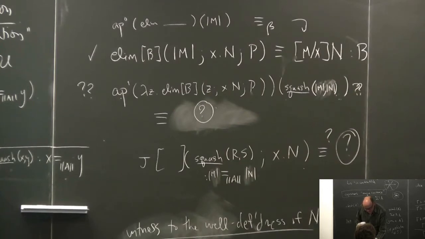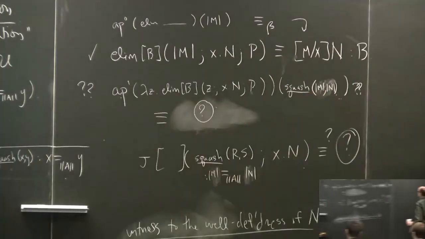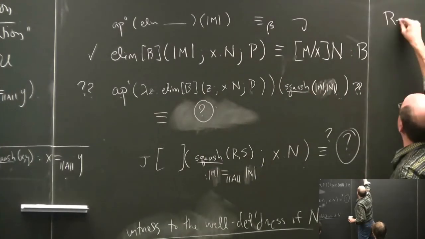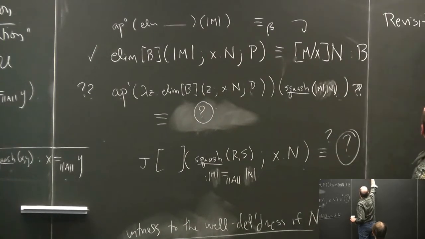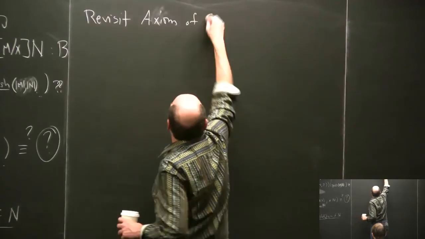Now I want to say something about using the truncation. So that's what I want to do next. Let me just find where I am. Okay, good. So we're good with that? Now what I want to do is revisit, this is also in the book if you want to look at it, what is called the axiom of choice. The so-called axiom of choice.